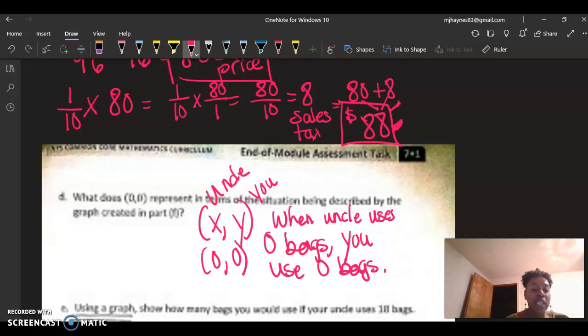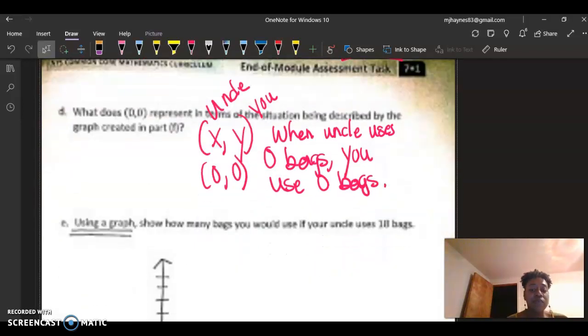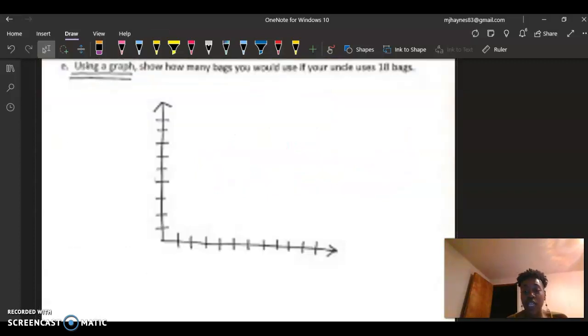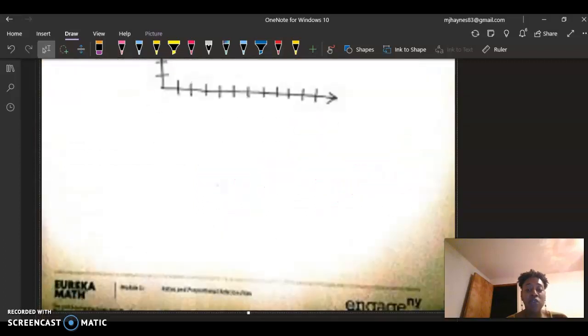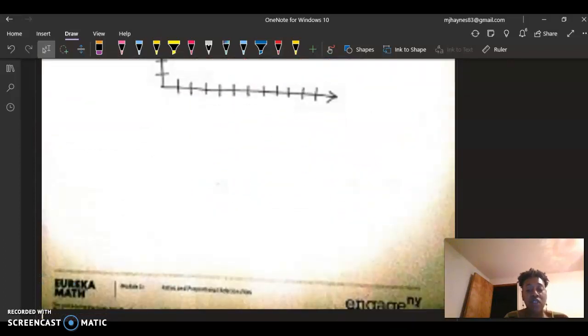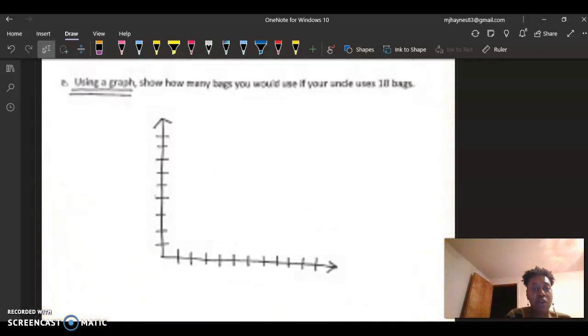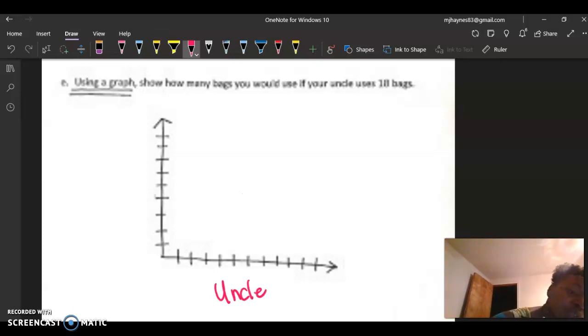All right, so let's take a minute and let's look at E. Using a graph, show how many bags you would use if your uncle used 18 bags. All right, so some of you made a table on the situation on part C, but we just know that when uncle uses 3, you use 2. Uncle is independent, so uncle's X, he's going down here. So let's put uncle there and let's put you here.